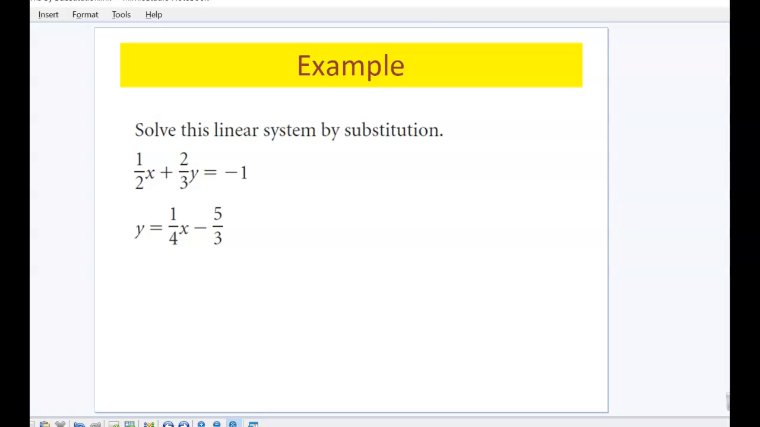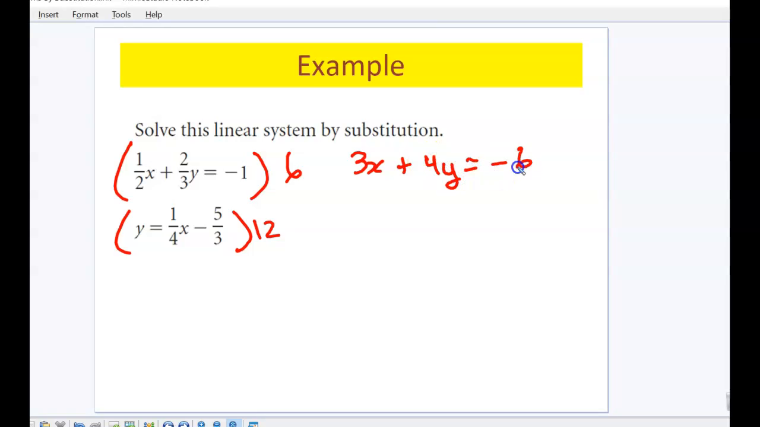Okay, in our last example, I guess the last one was our second last example, we're given a system that has fractions. So sometimes it's best to get rid of the fractions to make our life a little easier. So if we did that, I could multiply everything by 6 in the first equation and everything by 12. So 6 times a half is going to give me 3x plus 6 times 2/3 is going to give me a 4y. That equals -6. Similarly, 12 times y is going to give me 12y is equal to 3x minus 12 times 5 minus 3, which is going to be 60 over 3, which is going to be 20.